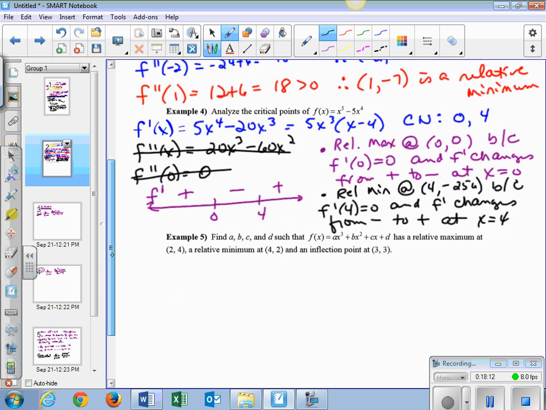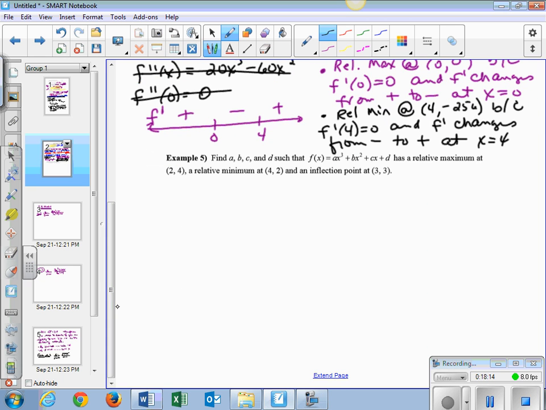Okay, so number 5, I would like for you to get in partners. So if you could slide your desks together so you have a cross the aisle partner. If you don't have a cross the aisle partner, please make a group of 3 with the people around you. I want you to look at number 5, and I want to challenge you a little bit algebraically. Find A, B, C, and D such that, and you see that big f of x, has a relative maximum at (2, 4), and a relative minimum at (4, 2), and an inflection point at (3, 3).